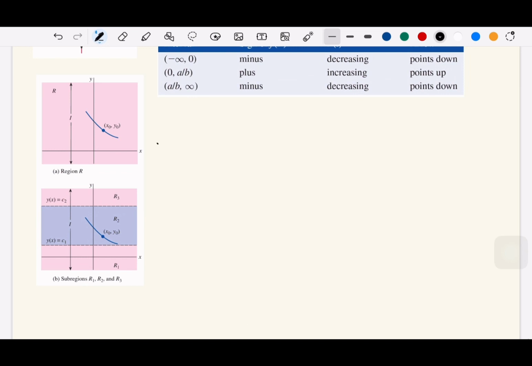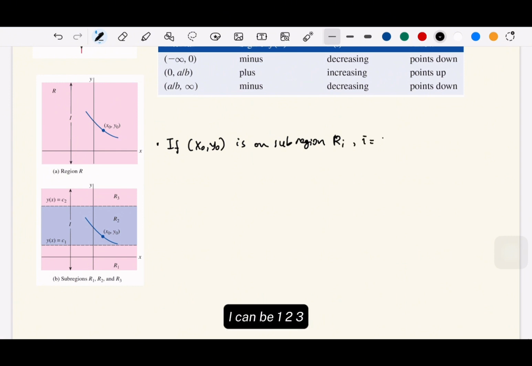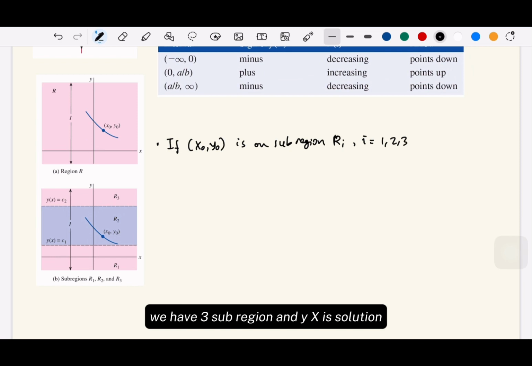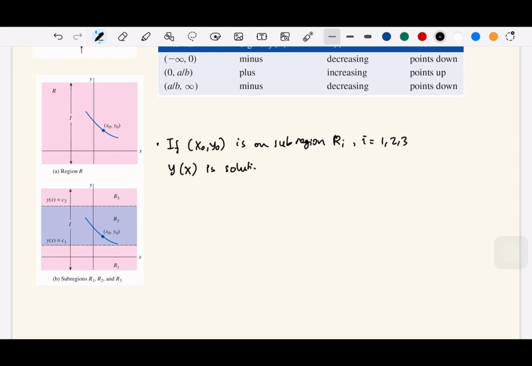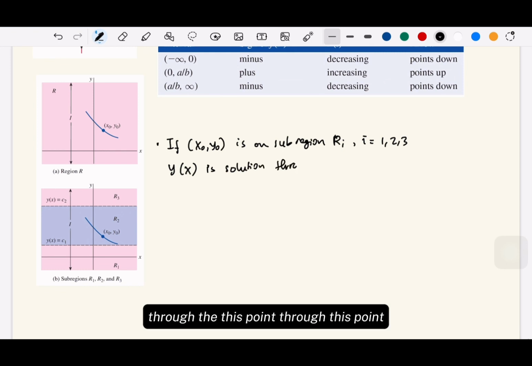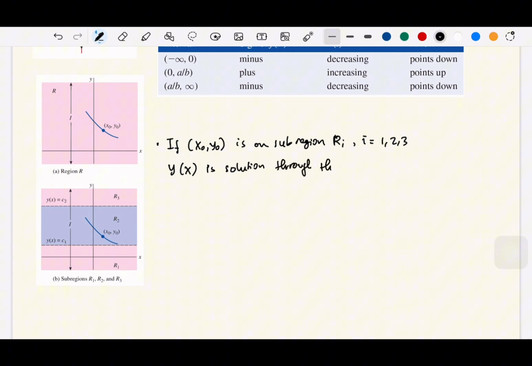So if the point is on subregion Ri, which i can be 1, 2, 3. We have 3 subregions, and y(x) is a solution through this point. Okay, through this point, the (x0, y0).